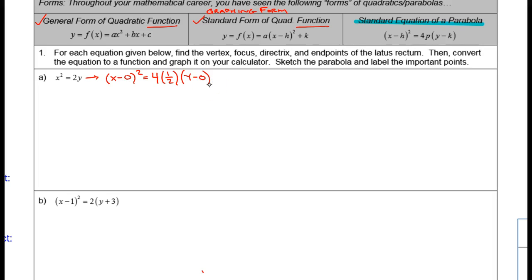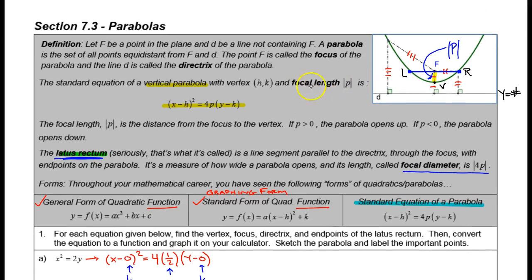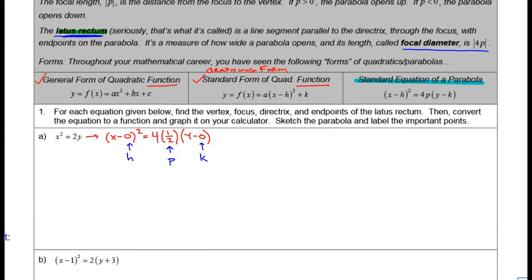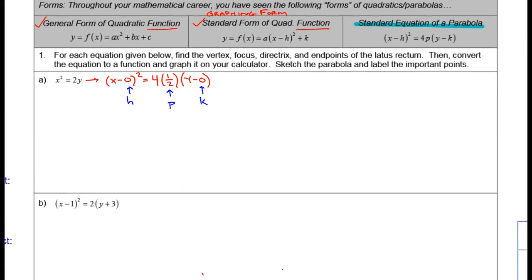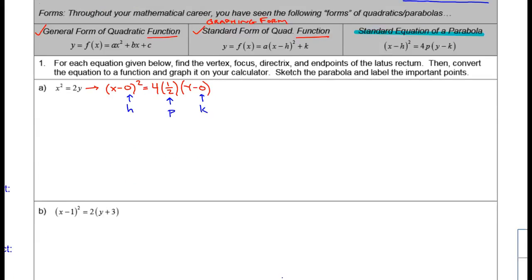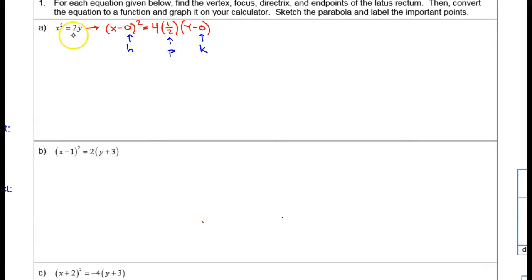Okay, so the reason why I wrote it in this form is I can now see that this is my h value, this is my k value, and that right there is my p value. Remember, the p value is called the focal length of the parabola. Okay, in this case, my p is greater than 0, so I know this parabola is going to open upwards. So how do I know that p is 1/2? Well, I need 4 times this number to equal 2, because originally I had a coefficient of 2 here. 4 times 1/2 equals 2, that's where I come up with that value.